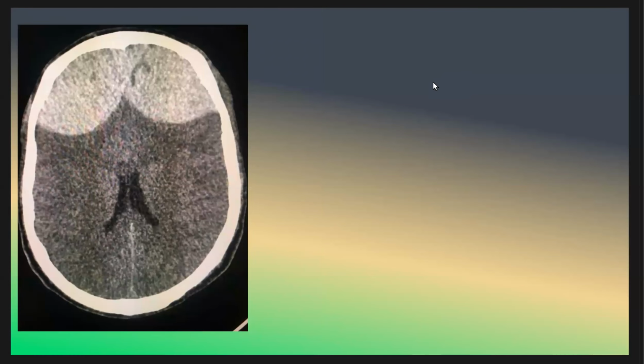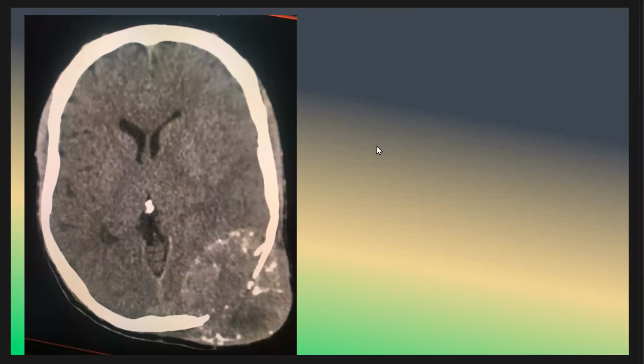This is the next case. We have bilateral frontal epidural hematoma. As you know, the epidural hematoma does not cross the suture, but the subdural hematoma crosses the suture and does not cross the midline. Okay, this is important.